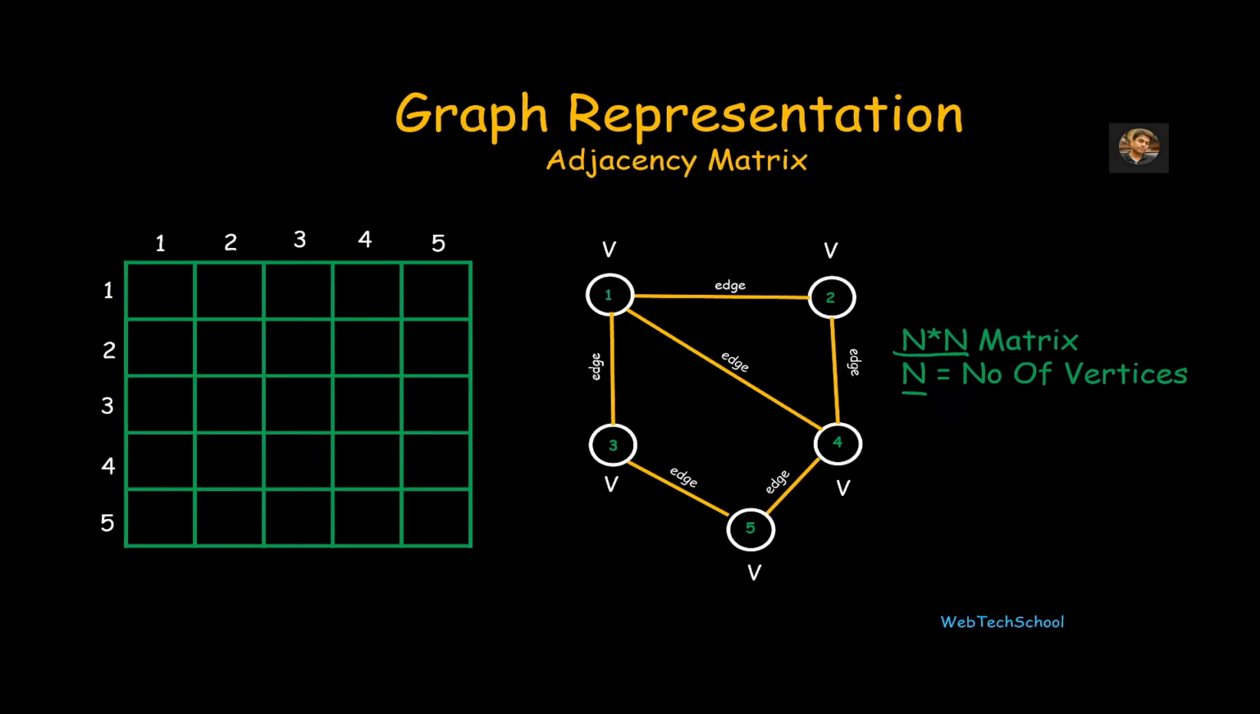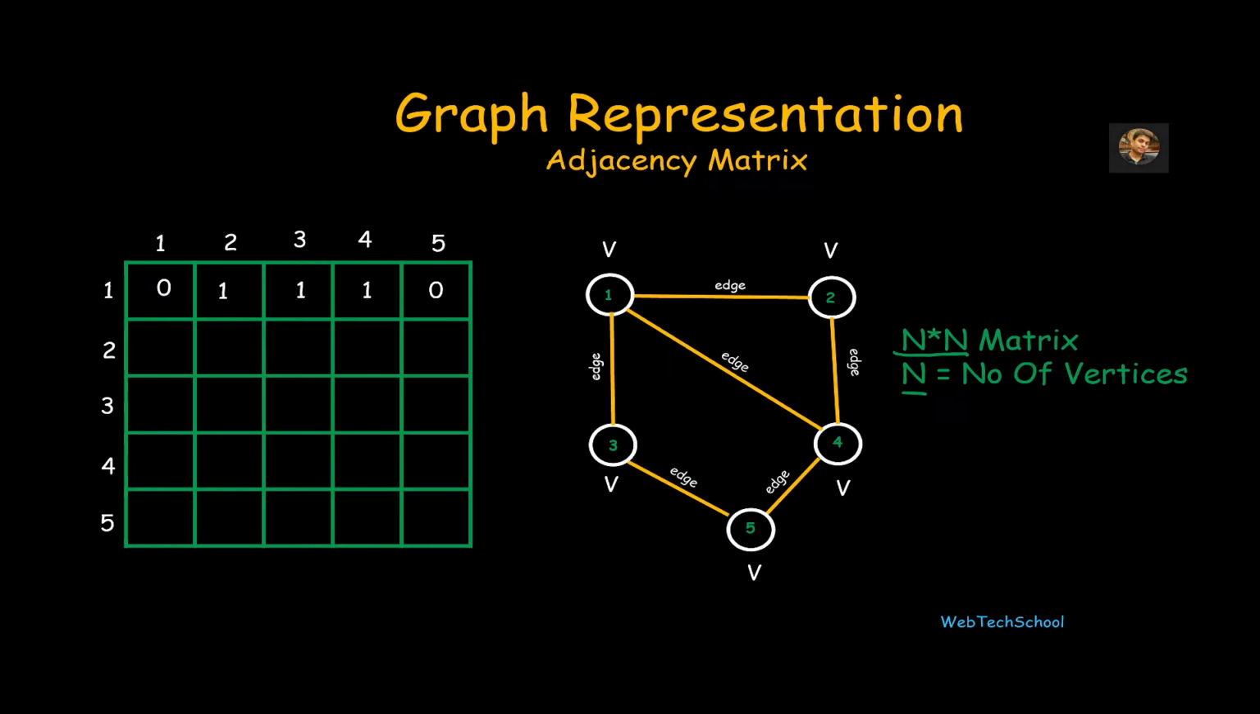Coming to the matrix, we'll see if there is an edge between vertex 1 and vertex 1. There is no edge, so we'll fill this value as 0. Is there an edge between vertex 1 and vertex 2? Yes, there is an edge, so we'll fill this as 1. Then vertex 1 and 3, we have an edge, so we'll fill it as 1. Vertex 1 to vertex 4, we do have an edge, so we'll fill this value as 1. Vertex 1 and vertex 5, we don't have an edge, so we'll fill this value as 0.